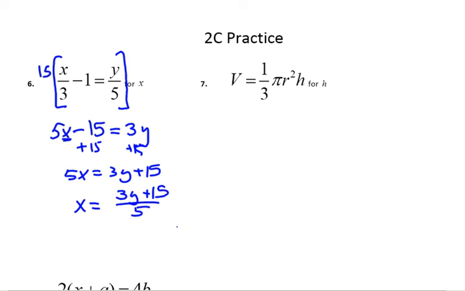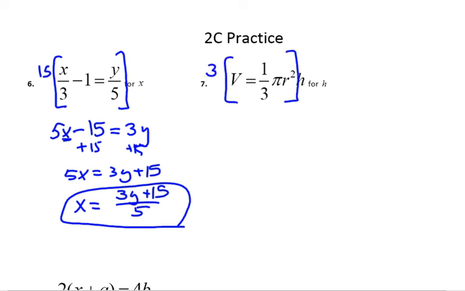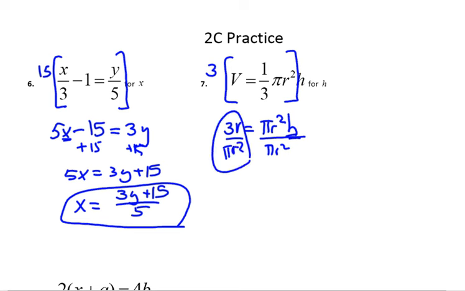15 divided by 5. Example 7 or problem 7, again, I want to get rid of my 1/3 first. So I'm going to multiply 3 by 3 and get 3b is equal to pi r squared. And I'm solving for h. So I'm going to need to divide by the pi r squared on both sides. And this is going to be my answer: 3b divided by pi r squared is equal to h.